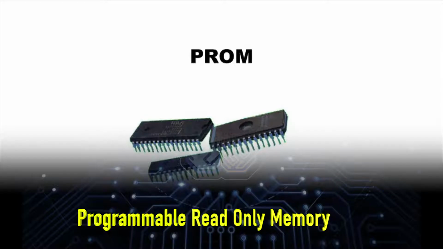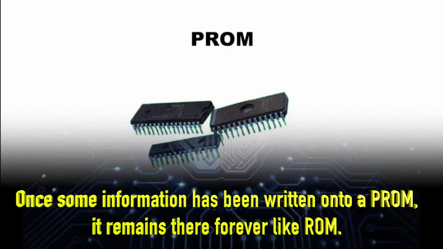PROM is an acronym for Programmable Read-Only Memory. This is a memory chip on which information can be written only once. Once some information has been written onto a PROM, it remains there forever like ROM. Unlike RAM, PROMs retain their contents when the computer is turned off. Then, in what way does PROM differ from ROM?